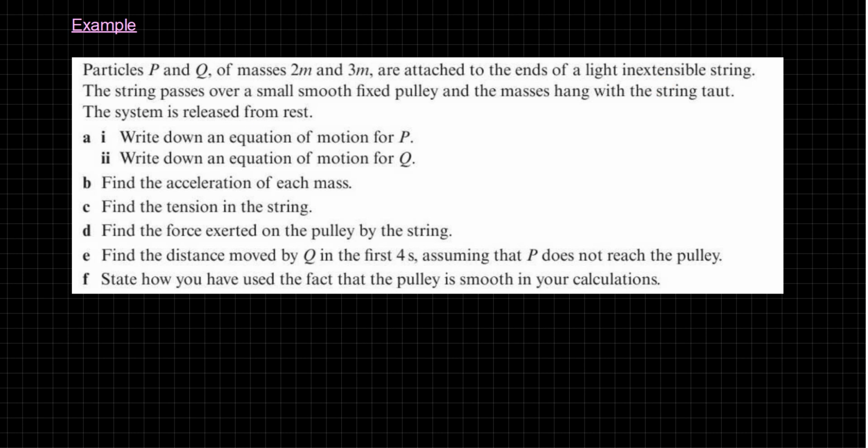The system is released from rest. Okay, so very importantly with these pulley kinds of questions, you need to draw a diagram. So let's draw the pulley. We've then got a string which is effectively wrapping around the pulley, and then we've got 2 objects hanging on the end of it, one at each end of the string. Let's call that one P and let's call that one Q. And I'm just going to write here P has a mass of 2m and Q has a mass of 3m, just so I don't forget.